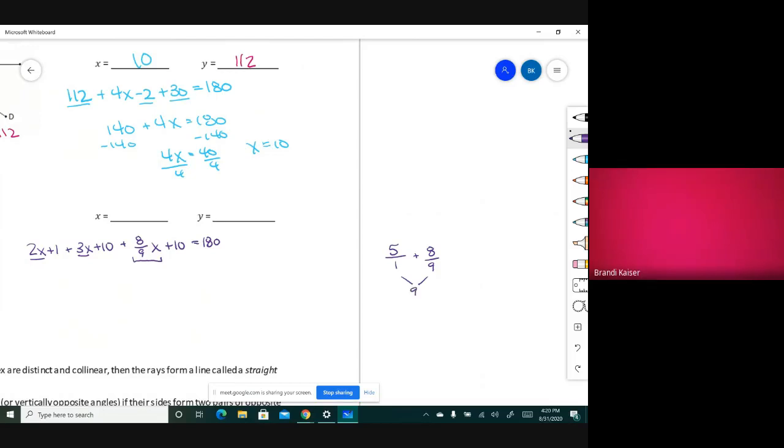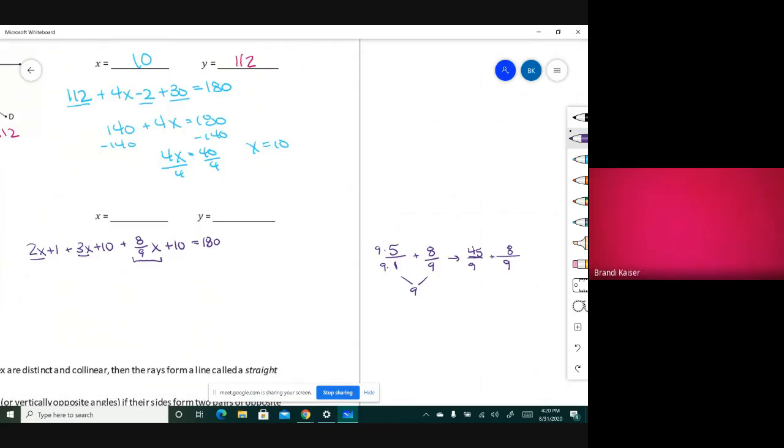The smallest thing they both go into is 9. Okay, so what's going to happen here? The 8 over 9 is actually going to stay the same. I don't have to change the 9 to get 9, so I don't have to change the 8. For this 5 over 1, I would have to multiply 9 by 1 to get 9, so I need to multiply by 9 on the 5, and that's going to change it to 45.